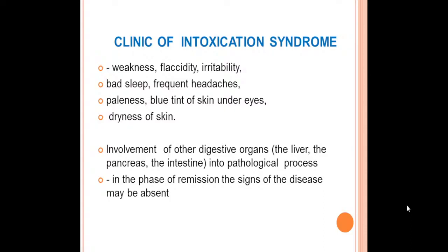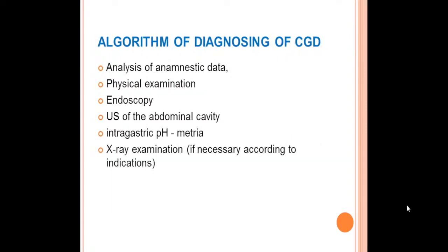Involvement of other digestive organs, liver, pancreas, and intestine, in the pathological process. In the phase of remission, the signs of the disease may be absent, but the low blue tint of skin under the eyes and dryness of skin may be continuous for a long time in a patient with gastritis or gastroduodenitis.